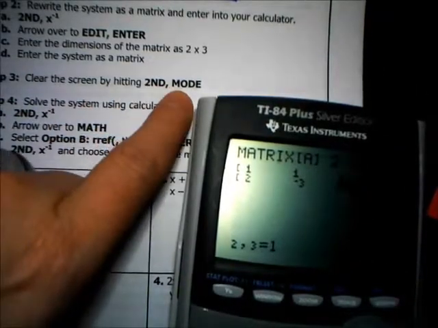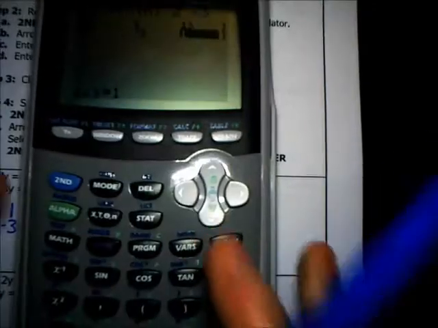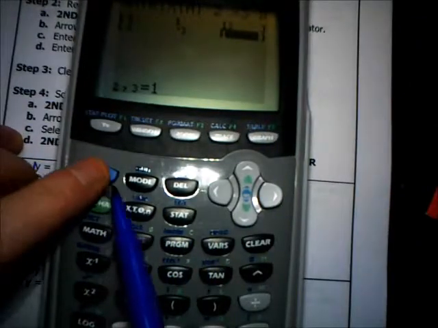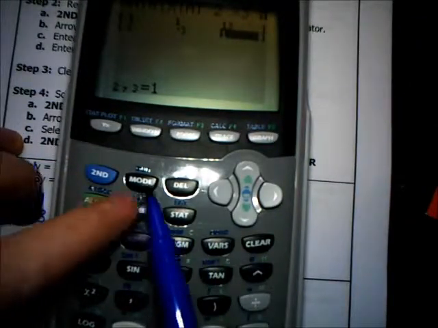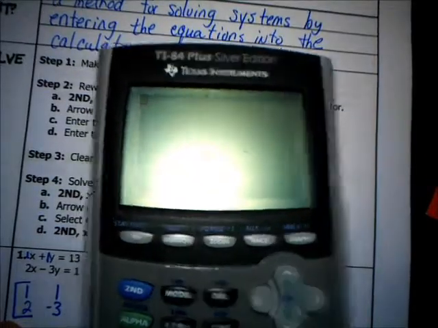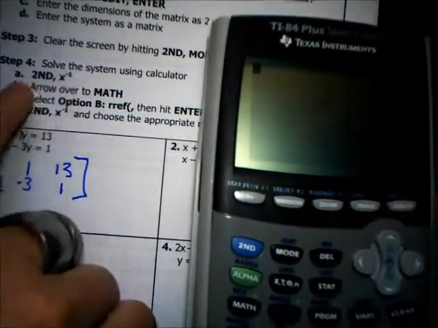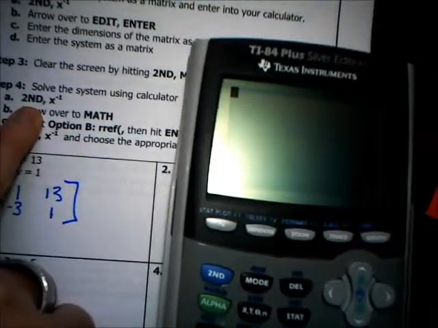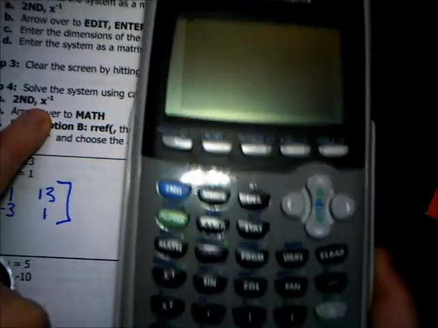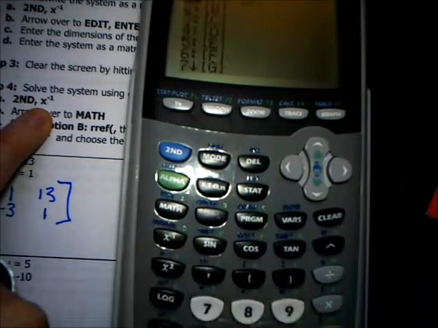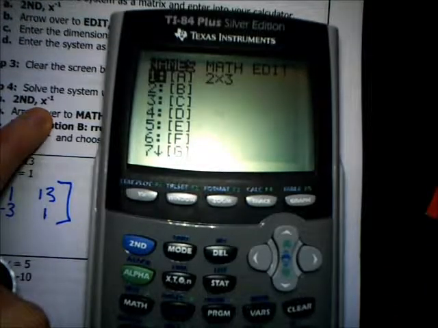Okay, then it says we want to clear the screen by hitting second and mode. Second is the blue button again, and mode is right next to it. So it clears my screen. I have nothing on there now. So step 4 says, okay, we're going to go back into the inverse feature. So we're going to go to second and then the inverse button. So go back to where we were.